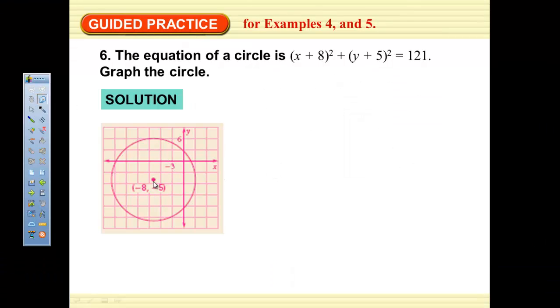So again, these are by 3, so this would be up 11, down 11, left 11, right 11, connect the 4 dots there.